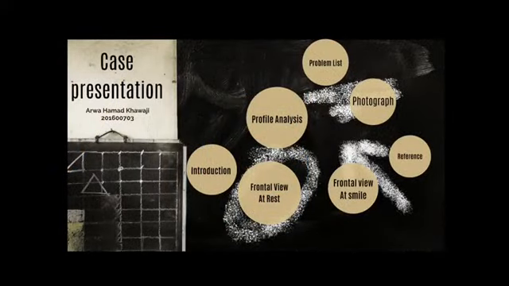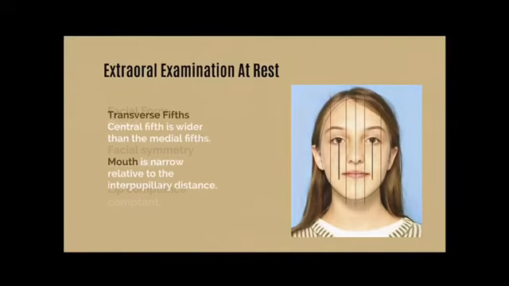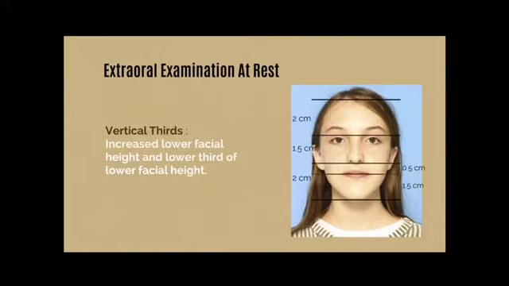The first analysis is from the frontal view at rest. Here the patient has an ovoid and symmetrical face with competent lips. Transversely, the face is divided into 5 fifths: central, lateral, and medial. The central is wider than the medial and lateral, and her mouth is narrower than the interpupillary distance. Vertically, she had an increased lower facial height.